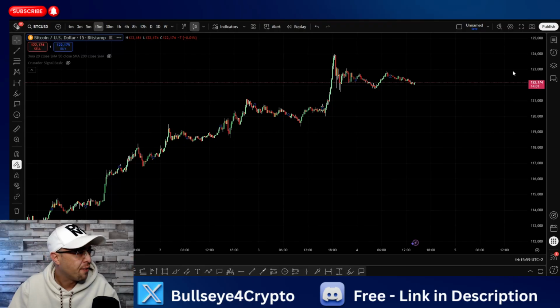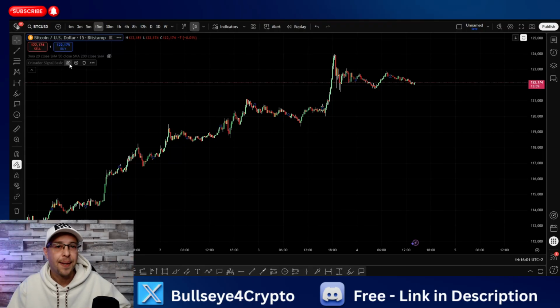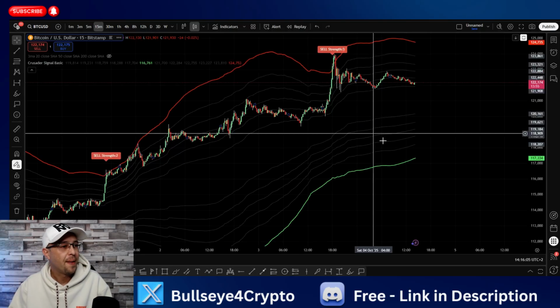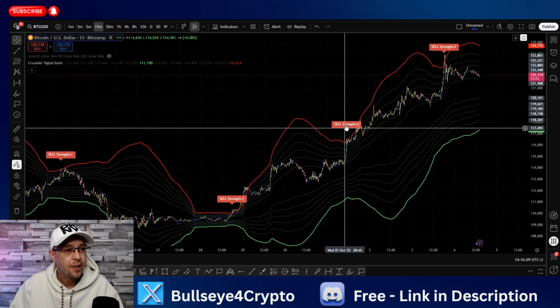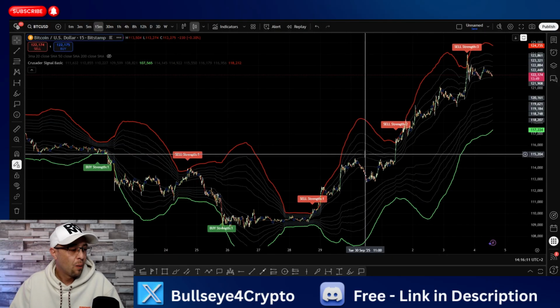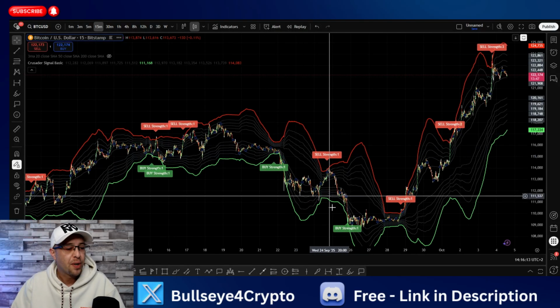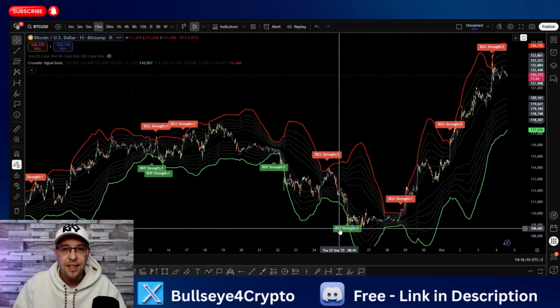This is where the Crusader indicator comes in. If we just click this, keep an eye on the chart, and now look at this. You've got sell signals, sell signals, sell signals. What about down here? Buy signals, buy signals. So it makes it dynamic: you're buying on the way down and selling on the way up. How can you get a better edge in the market?